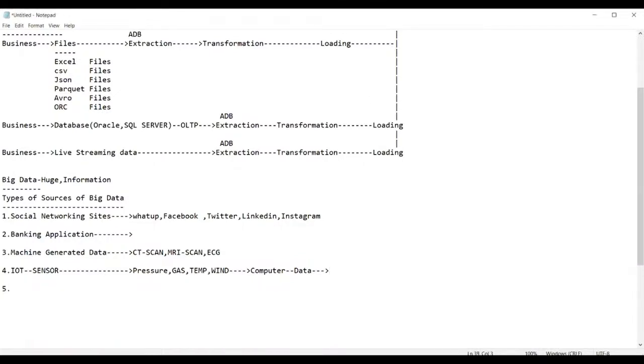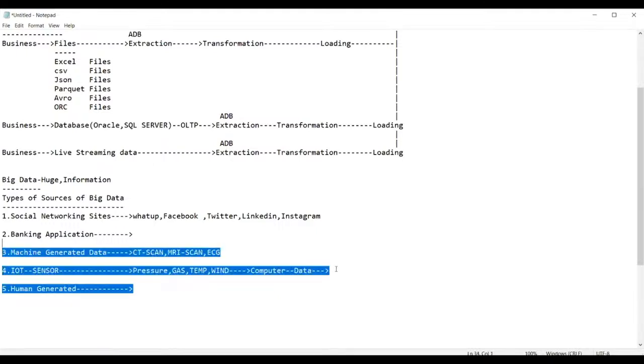Now next, after this, the fifth one is human generated data. Human generated data is not basically massive, but it can still be considered as big data. Human generated data means the data which is generated by you and me, the normal routine data. That is a kind of human generated data, so this is also considered part of big data.